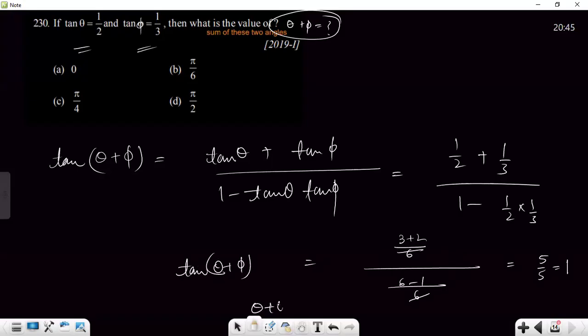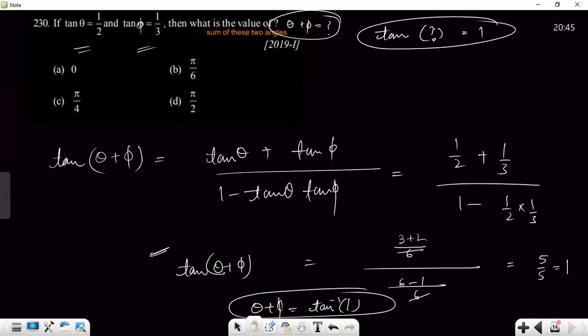So theta plus phi is equal to tan inverse of 1. As we have not studied inverse trigonometric functions, from here you can just tell for what value of theta tan theta will be 1. When does tan become 1? At 45 degrees, right? So theta plus phi will also be 45 degrees. 45 degrees is pi by 4 in radians.